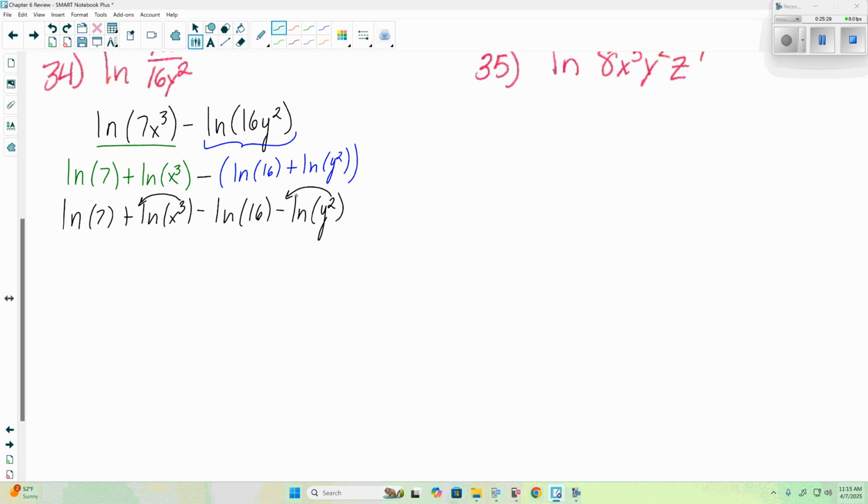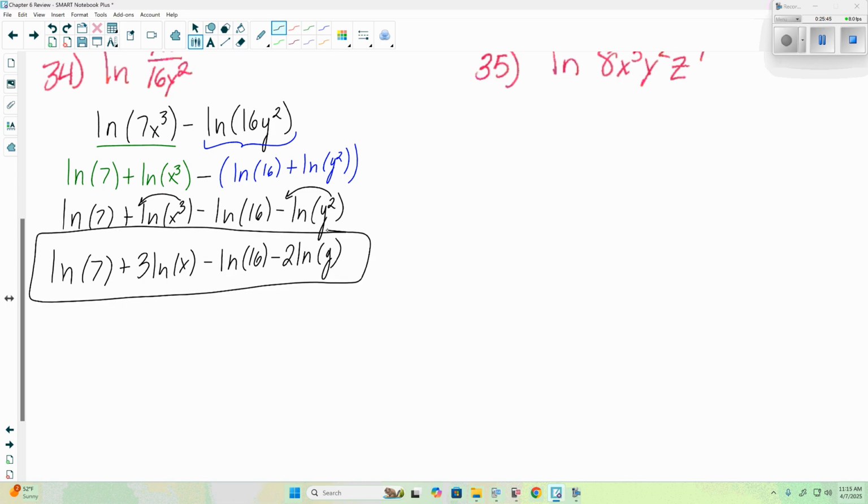And lastly is our powers. Telling us we have the natural log of 7 plus 3 times the natural log of x minus the natural log of 16 minus 2 natural log of y. And that's as far as I want you to take it. Could we simplify it further? Yes, because 16 is 2 to the 4th power. So we could rewrite 16 as 2 to the 4th, really telling us that that term should have been minus 4 ln of 2, because some programs will take it that far. I'm not asking you to take it that far. It's expanded.